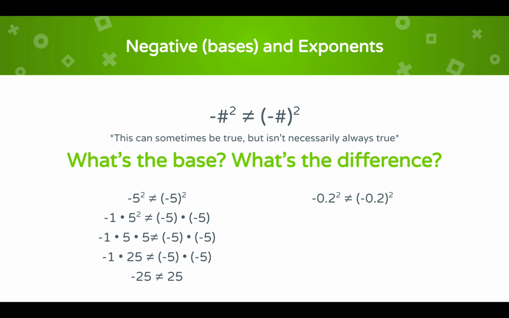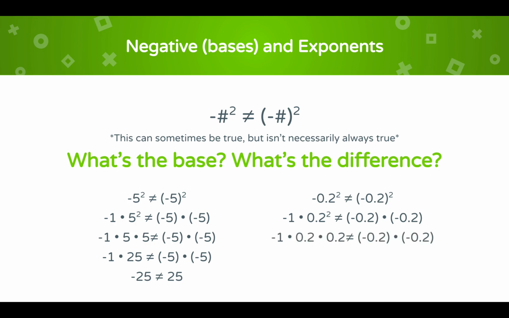We can see the exact same thing over here with the 0.2. So the opposite of 0.2 squared versus negative 0.2 squared. So that means negative 1 times 0.2 squared on the left-hand side for the opposite of 0.2 squared. And on the right-hand side, our base is negative 0.2 because it's in parentheses. And so that is negative 0.2 times negative 0.2.